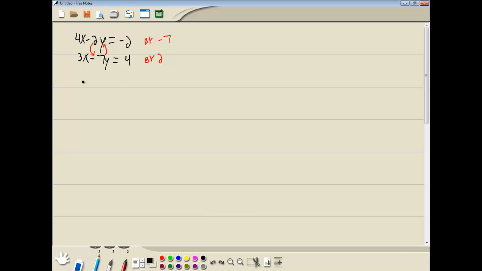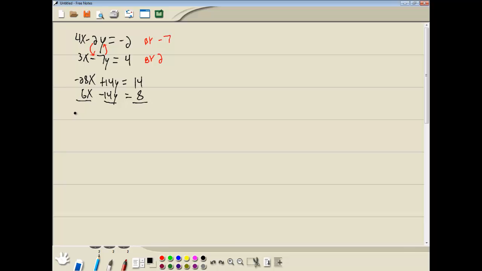Okay, so negative 7 times 4x is negative 28x. Negative 7 times negative 2y is 14y. Negative 7 times negative 2 is 14. 2 times 3 gives us 6x. 2 times negative 7y is negative 14y. And 2 times 4 is 8.